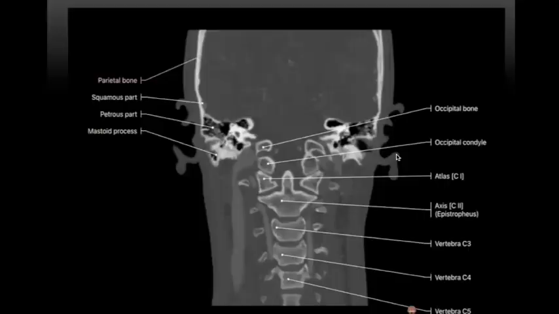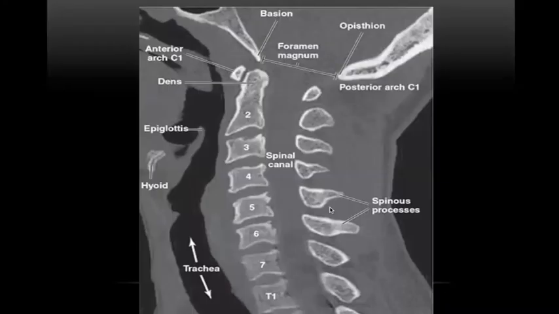All right, this is the CT reconstruction on coronal view, which shows a similar AP view of the cervical spine. You can see the alignment. There's no step off between the lateral mass of C1 and the body of C2. This is the sagittal reconstruction. You can see dens, anterior arch. So basically the lateral view of the radiograph. All right.